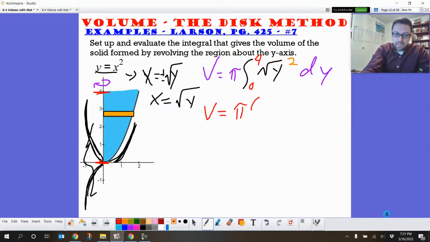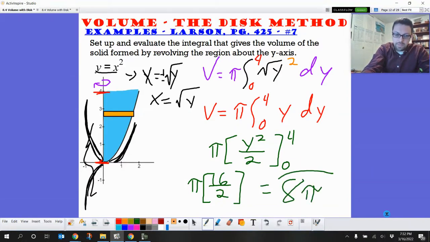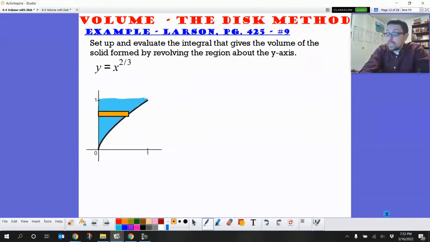So that is pi integral from 0 to 4 of y dy. Integrate, we get pi of y squared over 2, going from 0 to 4. So that is pi of 16 over 2, minus our bottom one, which is not going to do much. That's 0, so nothing. So that just equals 8 pi is our volume. Neat.